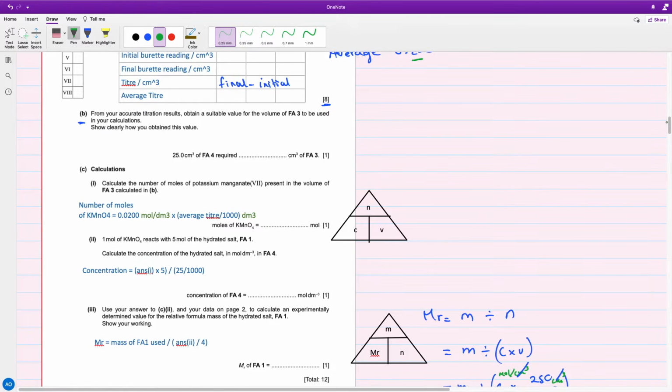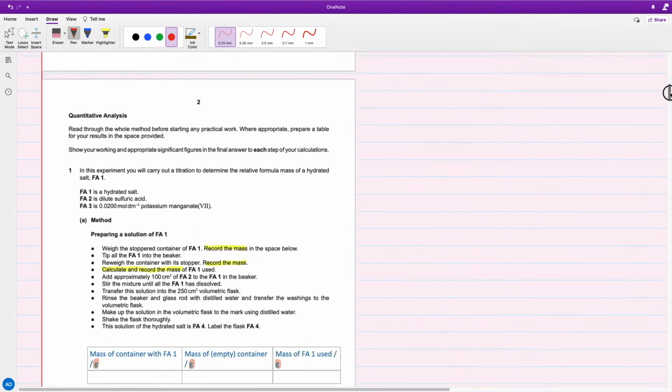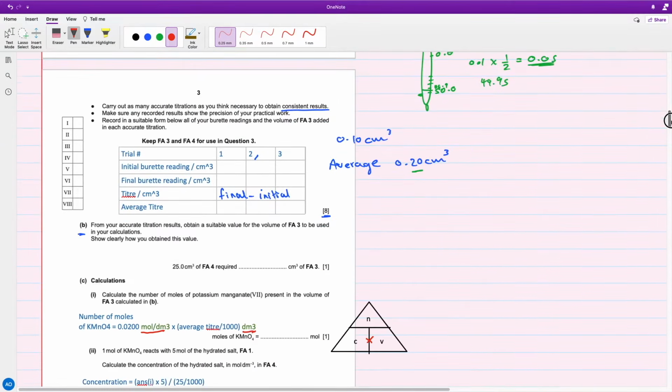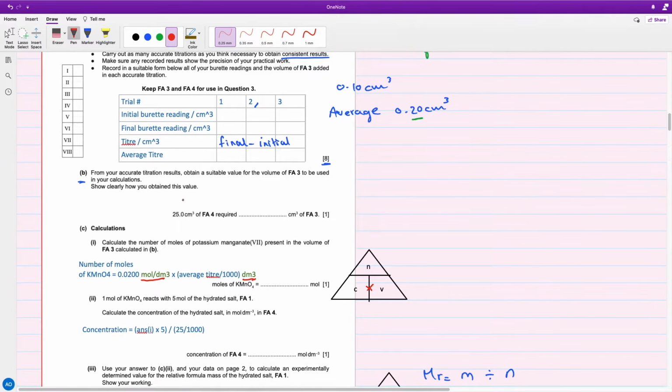Now another thing you guys need to keep note of is the units. So moles per decimeter cubed and decimeter cubed. So when we're getting the number of moles, you're going to use this triangle, which I'm sure you're aware of from IGCSE times. And the concentration is the number of moles over volume. And we're asking for the number of moles, so that's concentration times volume. We got the concentration, which was given to us up here, right? And the volume is the titer that we got.